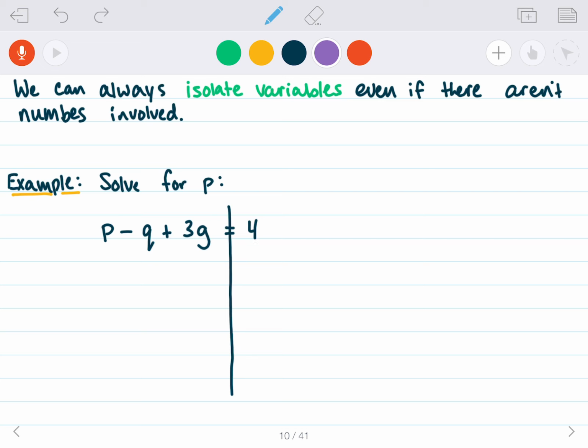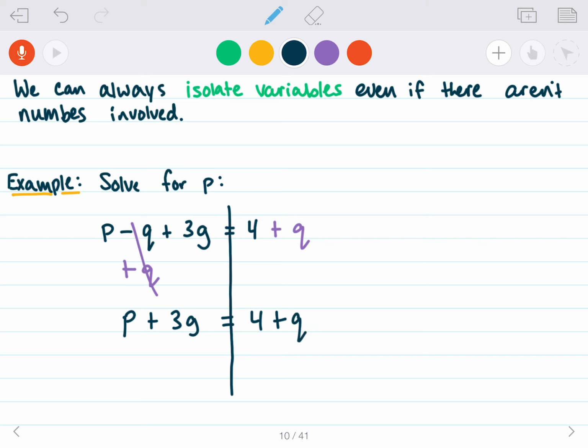So we want to isolate the equation for p, so that means I need to move this over and I need to move this over in order to get p by itself. Okay, so I'm going to start by adding 1q to both sides. Just like you would add 2 to both sides if you were subtracting 2. Since you're subtracting q, you would add q to both sides to clear that out to 0. Okay, so let's just rewrite what we did. So we got rid of the q, and we're left with p plus 3g on the left side equals 4 plus q on the right side.